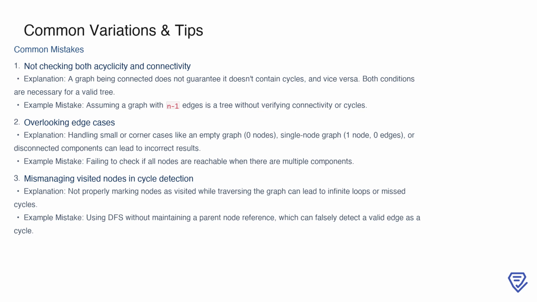Additionally, edge cases often get overlooked. Small graphs, like those with 0 or 1 node, or even disconnected components in larger graphs, require special handling to avoid errors. Another common issue is in cycle detection. If you don't properly mark nodes as visited while traversing the graph, it can lead to infinite loops or false positives. For example, using DFS without tracking the parent node can make a valid edge look like a cycle. These mistakes can be avoided with careful attention to detail and thorough testing of edge cases.